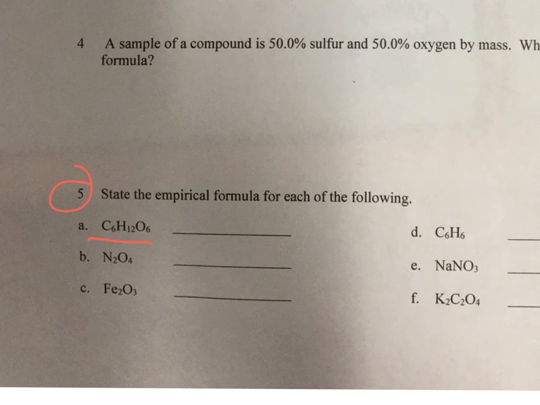Okay? So if I divide everything by 6, how many carbons am I going to have? 1. How many hydrogens am I going to have? 2. And how many oxygen am I going to have? 1. Because 6 divided by 6 is 1, right?